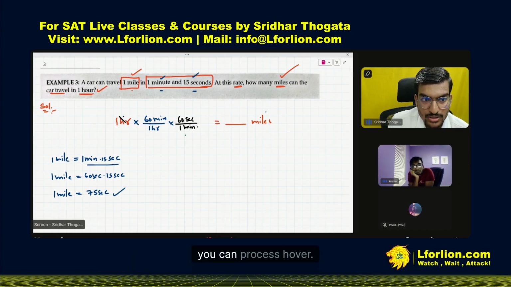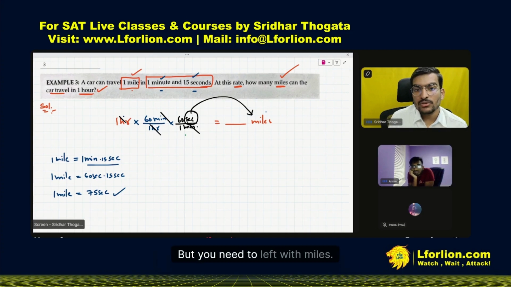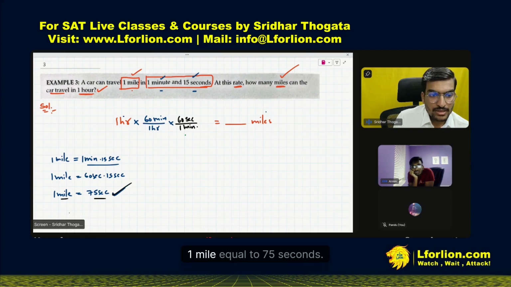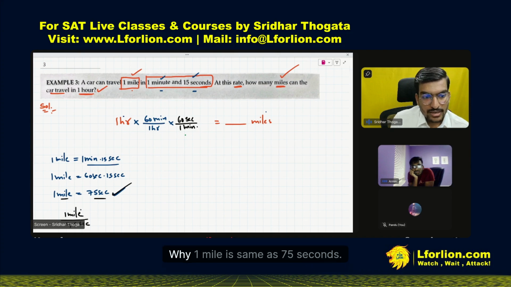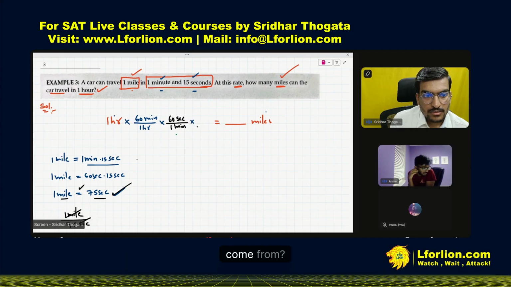You can cross out hour, you can cross out minute, but you're still left with seconds, and you need to be left with miles. So for getting that, what do we do now? We use this information: 1 mile equals 75 seconds. So I'll write it like this: 1 mile per 75 seconds. Why? 1 mile is the same as 75 seconds. Both are the same. Where did this 75 seconds come from?